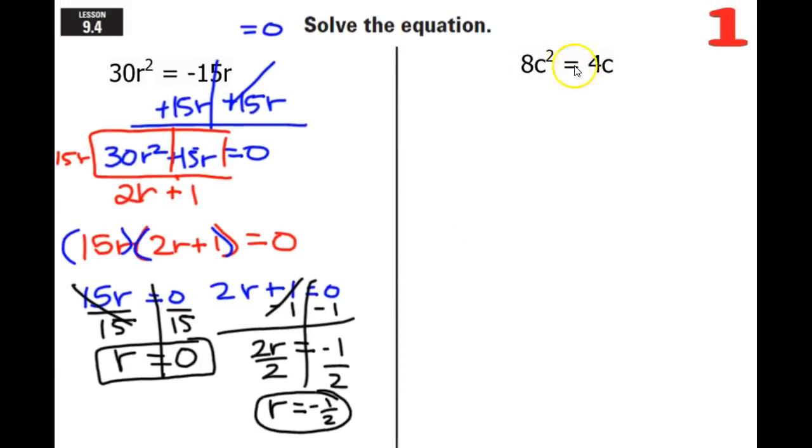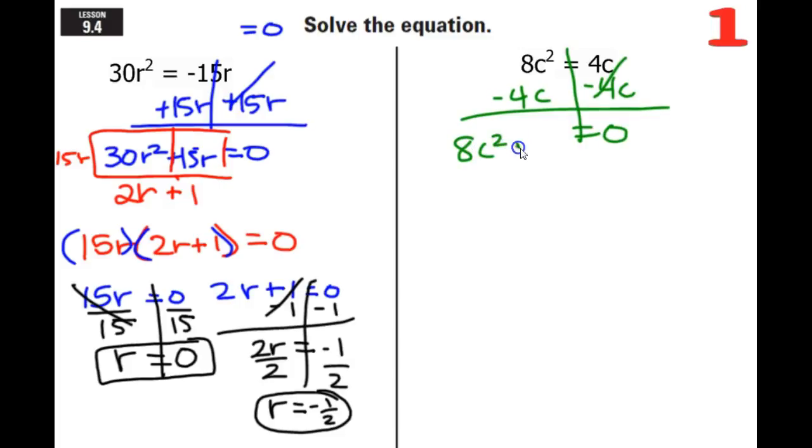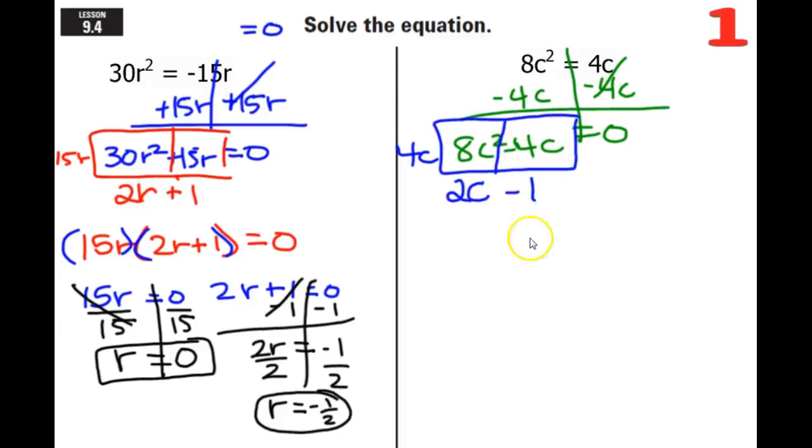Second one, we're going to do the same thing. If it's not equal to 0, move this over. So it is equal to 0. So we have 8c squared minus 4c. Same thing we did before. If they have anything in common, we need to factor it out. So they both have a c, and they're both multiples of 4. So 4 times what gives us 8? Well, 4 times 2 is 8, and we need another c. 4 times what is negative 4c? Well, 4 times negative 1 would give us negative 4, and there's already a c there. So those are our two factors.